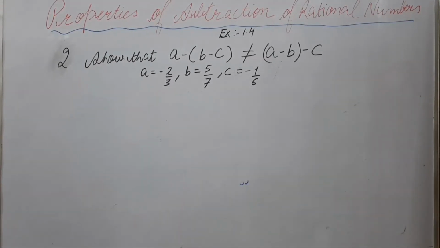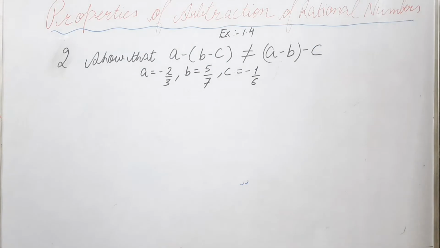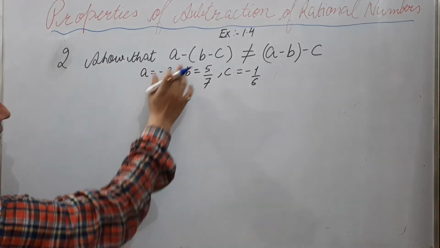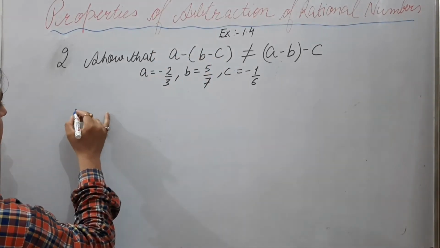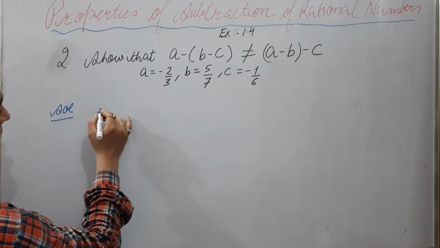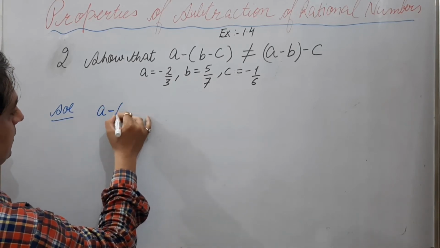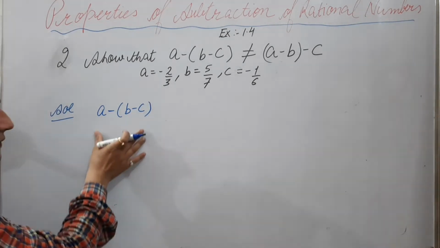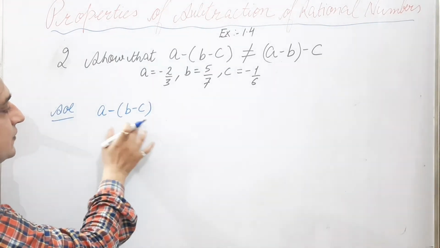Right? There are three rational numbers. And three rational numbers we generally consider in the associative property. But associative property, as we have already discussed, does not hold true. So we will see with the help of this question again, and it will be more clear to you. Firstly, take the left hand side: a minus, and in the bracket is b minus c. Firstly, we will solve and see the result of these three rational numbers.